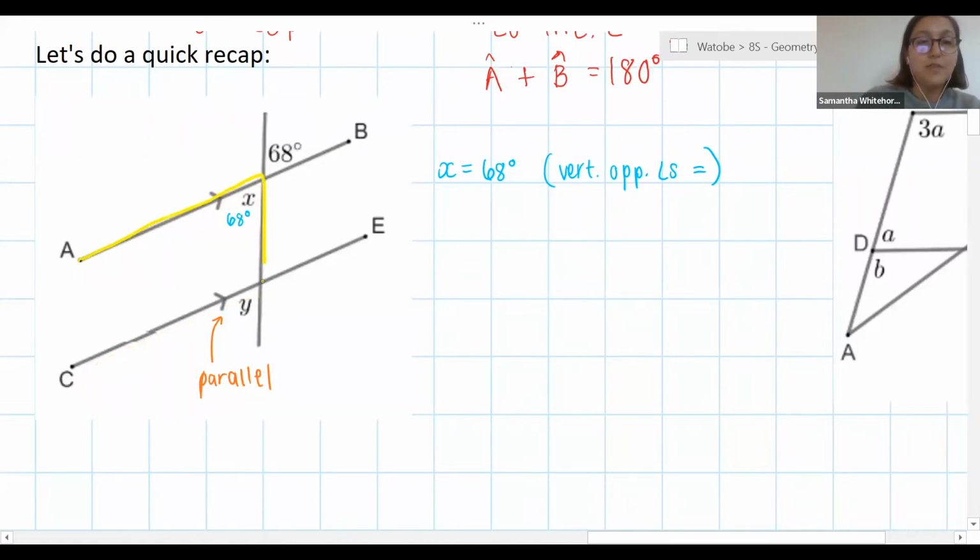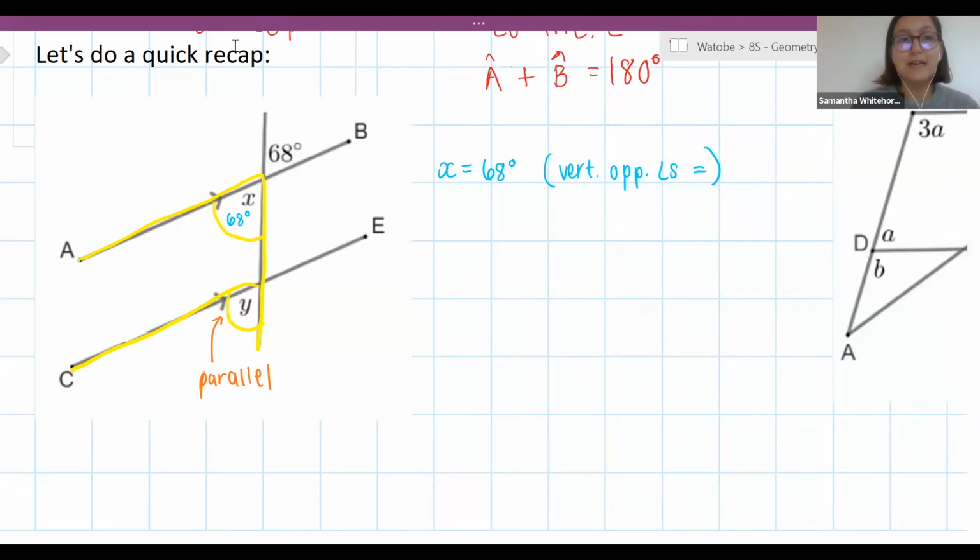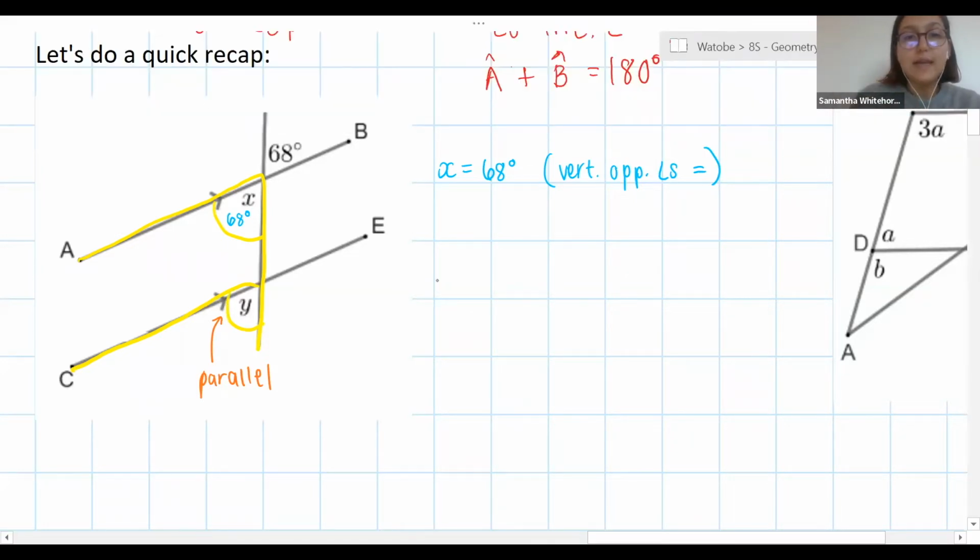I've got an F shape though. And I know that in my F shape, the angles in the corners of my F are equal to each other. So I can see here that angle Y and angle X are corresponding to each other. So I can say that angle Y is also equal to 68 degrees because of corresponding angles, because of that F shape that I have there.